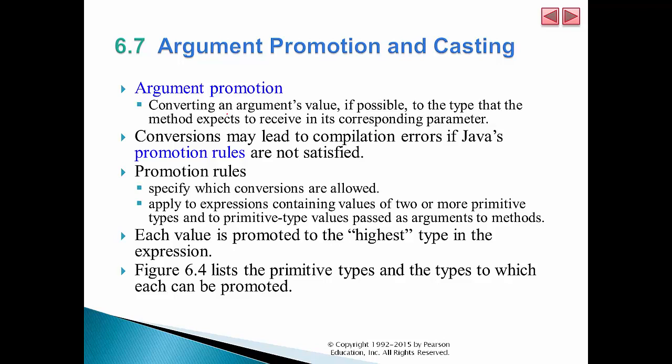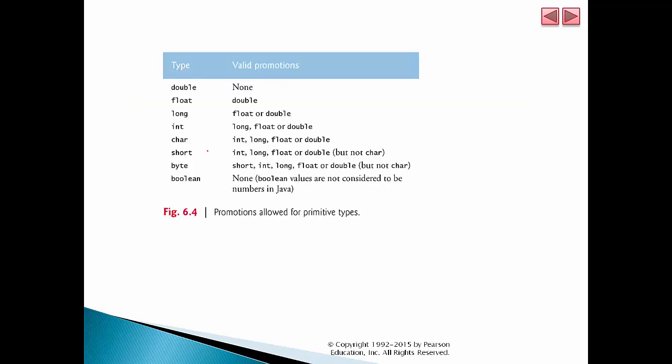Okay, good. So we can look into argument promotion. It's basically the same as broadening the type. Variables can be automatically, implicitly converted to other types. For example, Boolean cannot be promoted to anything, right? It is basically a true or false.